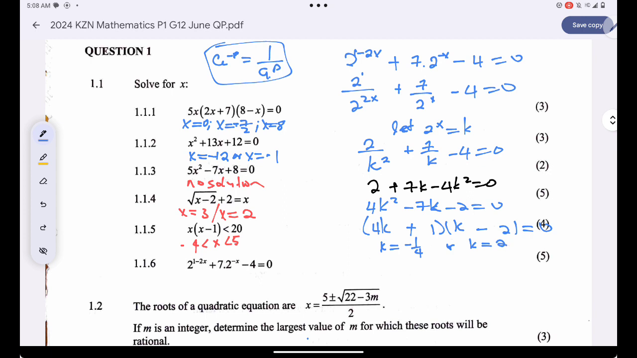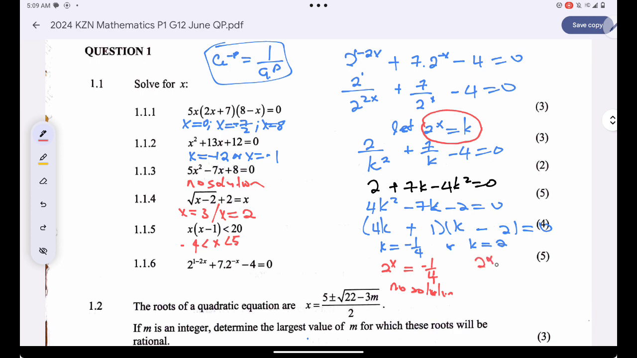But remember that, guys, we were not solving for k. K was just a tool to help us to get to the solution quicker. Whenever we see k, we're going to place our 2 to the x there. There's no solution here, guys. There's no value of x that when I substitute there will give me a negative number, so there's no solution.